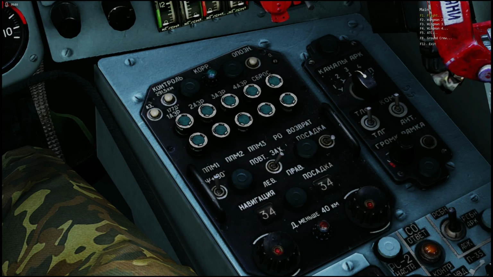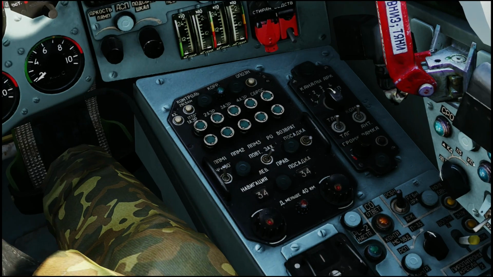The navigation system on the Su-25 is limited to only 3 waypoints, plus takeoff airfield, landing airfield, and all the other airfields. As you can see, none of the lights are lit. That can confuse a whole bunch of people because you don't know where the system wants you to go.